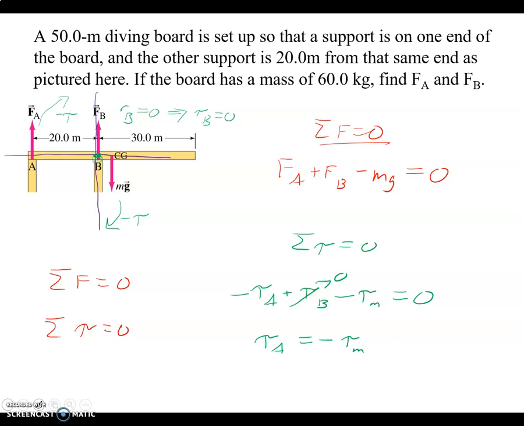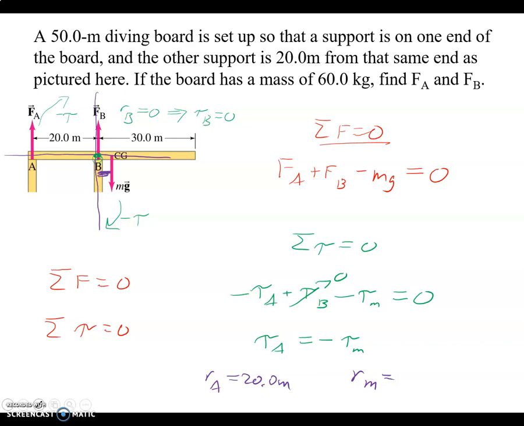All right, so now we need to do a quick side note. What is RA? That's the distance from the center of rotation to force A, and that's just defined to be 20 meters. But what's RM? The distance from the center of rotation to where the force is applied. In other words, what's this distance right in here?